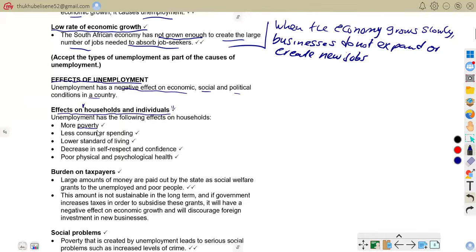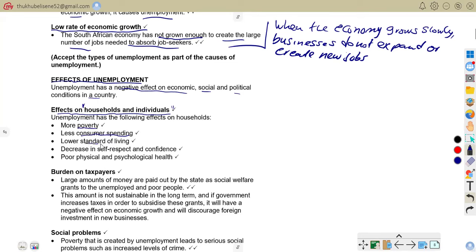So there will be what? More poverty. If people find themselves without jobs, it implies poverty. So now people are going to struggle to get food. Less consumer spending. If people find themselves without jobs, they are not going to spend more because they don't have money to buy. So there will be less consumer spending. Then that is going to affect businesses because now the sales are going to be short.